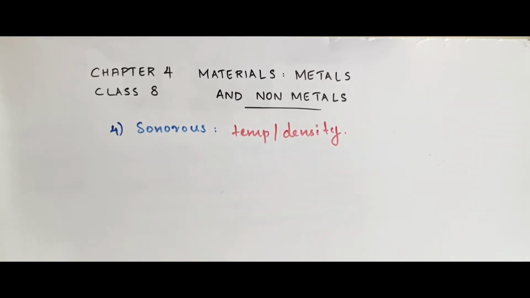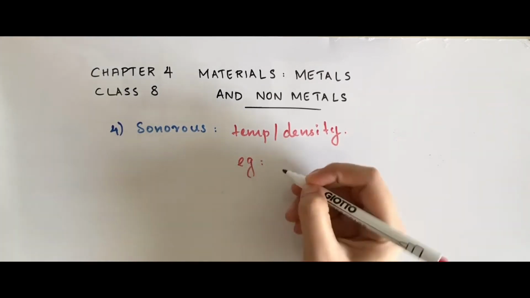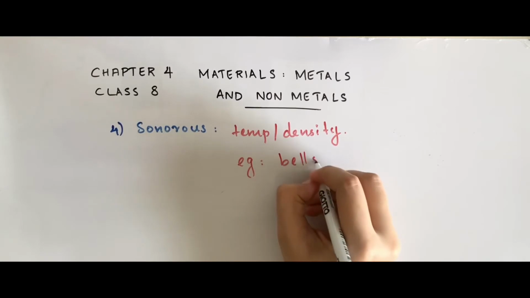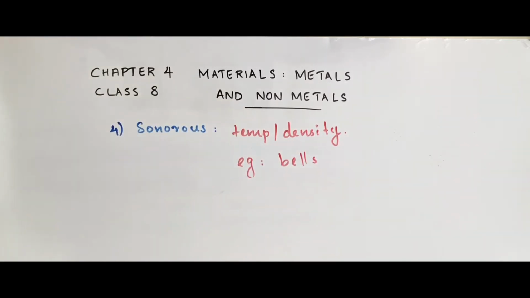An example would be the commonly seen bells, which we usually see in schools. Metals have the sonorous property, and this ringing sound produced by metal is known as sonority. So these bells are made of metals.